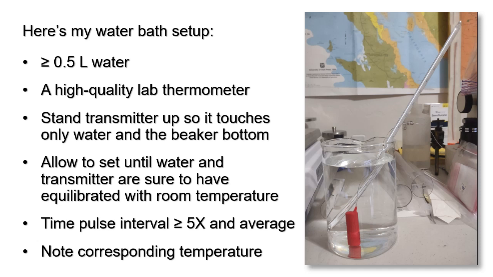I allow it to sit, usually for at least a couple of hours, to be sure that the water, the transmitter and the thermometer have all equilibrated to room temperature. Then I time the pulse interval, usually at least 5 times, average them, and then note the corresponding temperature from the thermometer. And that's it.